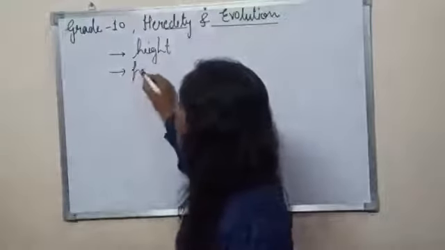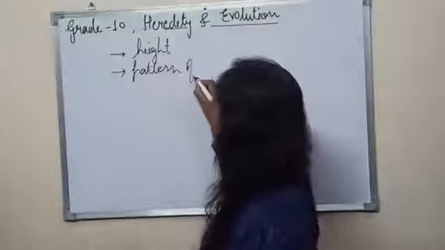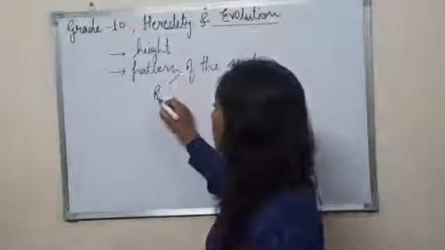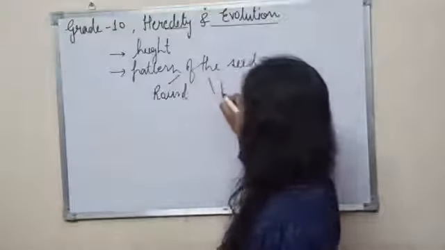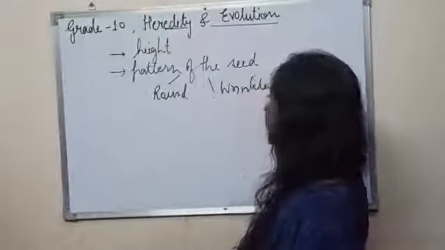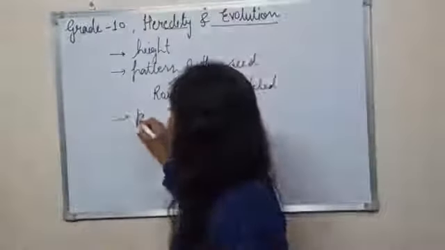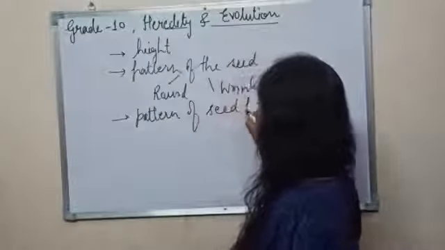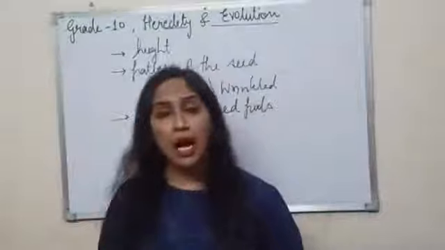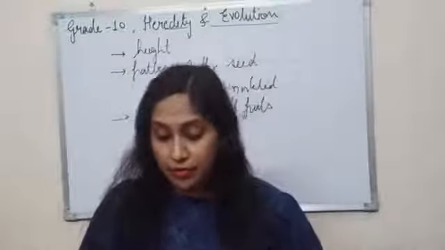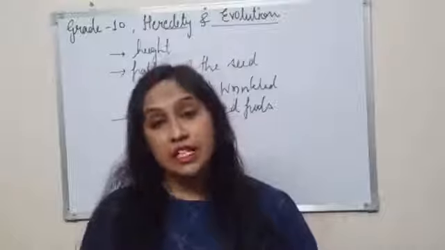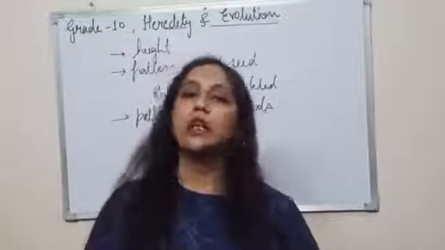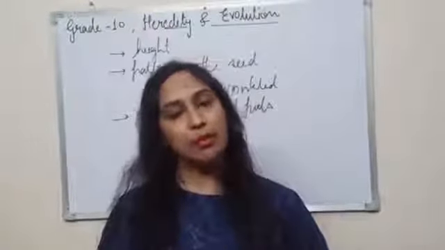Then the pattern of the seed, like the seeds were either round or wrinkled. Then the pattern of the seed pod, and so on. Color of flowers, pattern of seed pod, everything was so well presented by a pea plant. Those make the pea plant the best choice to study the laws of inheritance. With that, Mendel came up with some laws of inheritance.